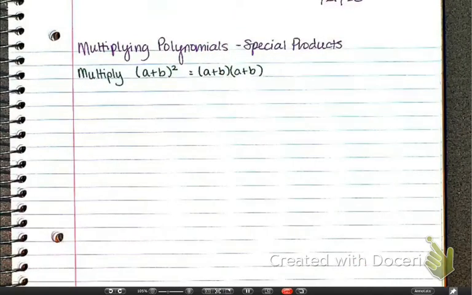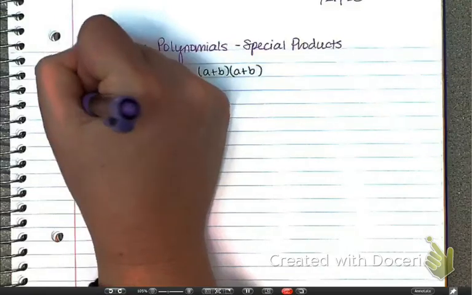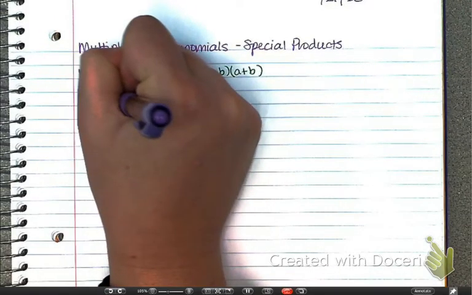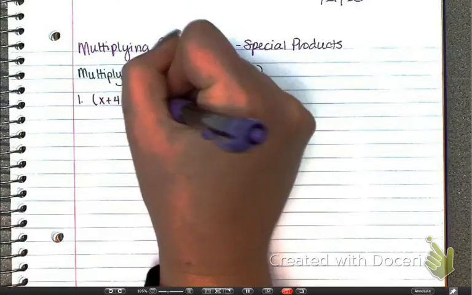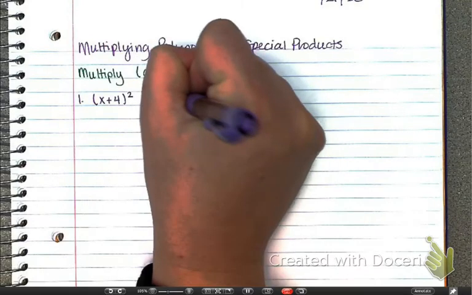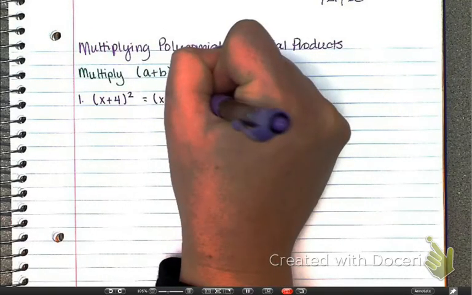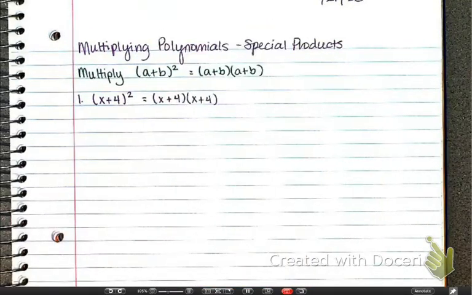Remember when we were talking about exponents and I said you cannot distribute an exponent in if there's a plus or minus? This is where it's going to come into play. Okay? So let's actually look at an example. If I give you x plus 4 squared, x plus 4 squared means x plus 4 times x plus 4. Okay, you write it twice. You cannot distribute that exponent in.